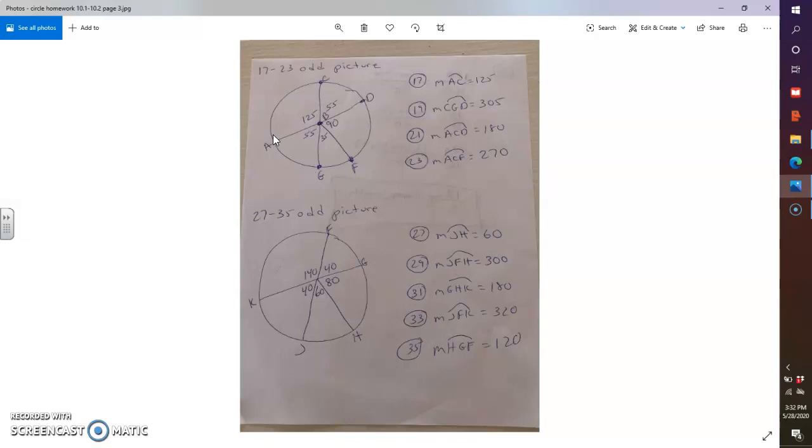As I move on to 27 through 35, I drew that same picture, and I find the angle measures the same way. The middle angle, unfortunately, I did not label it. It should have been L, but FLG is 40 degrees. So therefore, KLJ is 40 degrees. KLG would be a linear pair, so 140 plus 40 is 180. So really what we're doing is we're taking what we learned previously and applying it, and that's an important thing to be able to do in math. So now arc JH is 60, arc JFH is 300, GHK is 180, GFK is 320, and HGF is 120. Our central angle equals the arc that creates it.